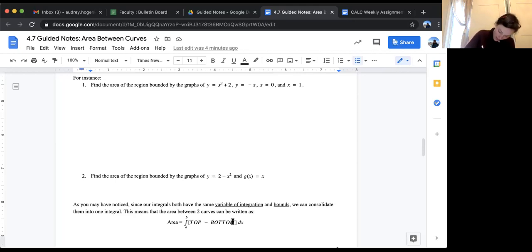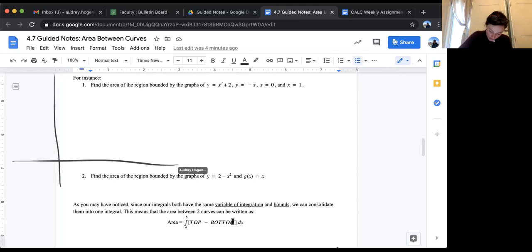So I'm going to draw my axes right here. First of all, we have y equals x squared plus 2. I'm going to make that guy yellow. X squared plus 2 is going to be a parabola shifted up 2. So that's going to be right here. Oh, that's not shifted up enough. I'm going to go ahead and put that up even more. Right about there.